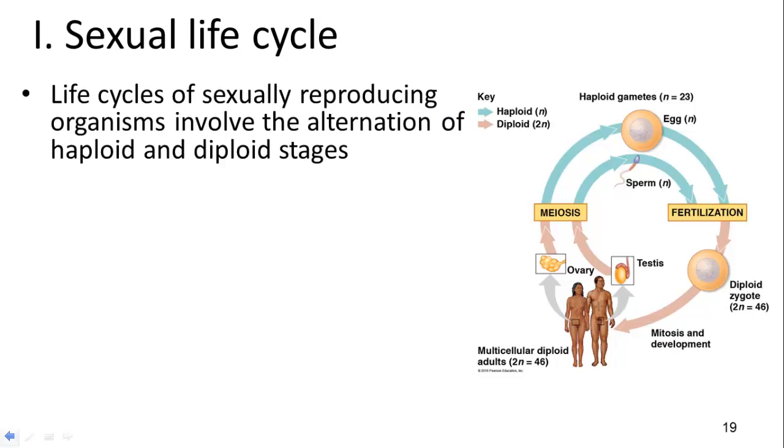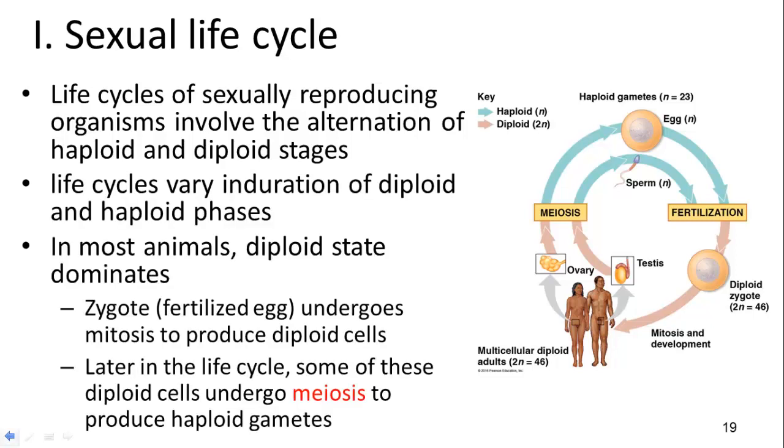Life cycles then show this alternation of generations, or alternation between a haploid stage and a diploid stage. In most animals, the diploid stage is dominant, but some organisms have haploid stages as well. In humans, the haploid stage is very small, very short.